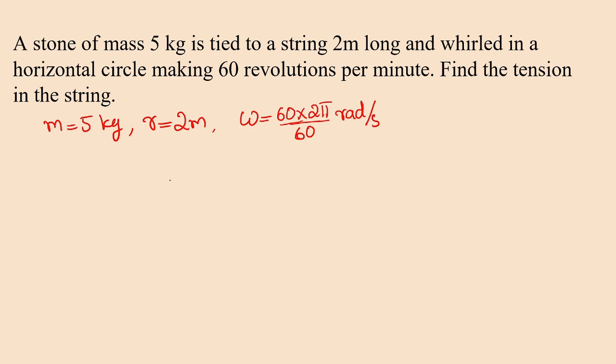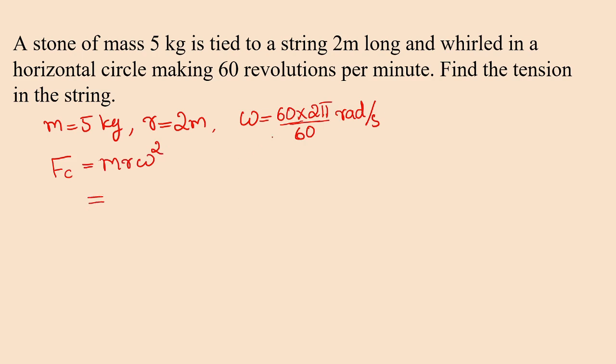So we have all this data. Then we are asked to find the tension in the string. So what is the tension in the string? The tension in the string provides the necessary centripetal force. So we have the expression for the centripetal force, Fc equal to m r omega square. So let us substitute all these things.